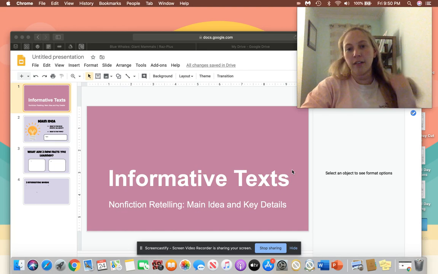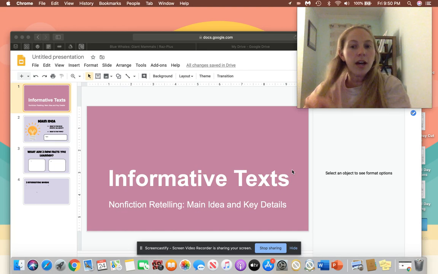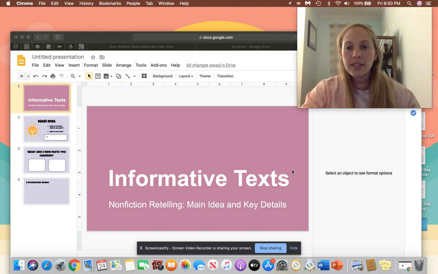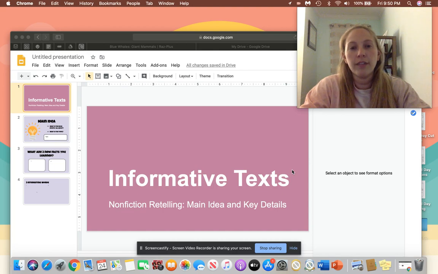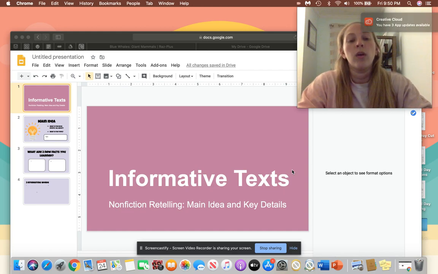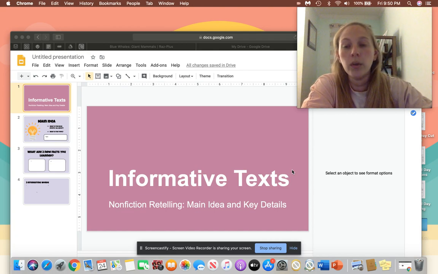So, the reading lesson I have for you today is about informative texts. These are also called nonfiction texts. And just as a reminder, a nonfiction text is a text or a book that has true facts in it. So, this week we are working with nonfiction.